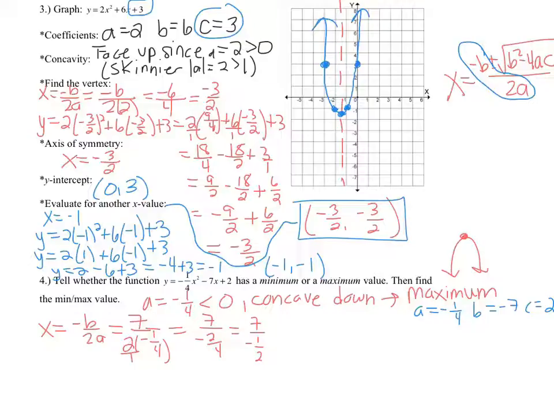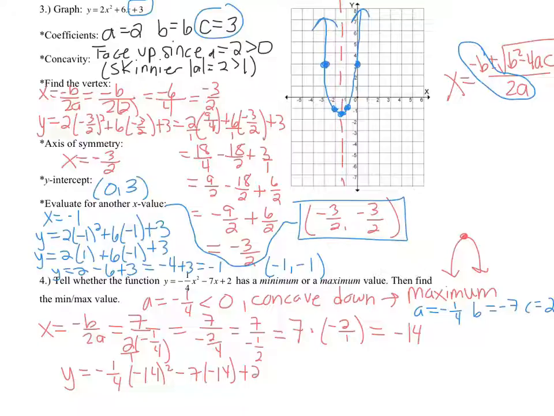Friendly reminder that division by fractions is undefined. We never divide by fractions. Instead, we multiply by the reciprocal. So the reciprocal of -1/2 is -2 over 1, or -2, which means our x-coordinate of our vertex is -14, because they're asking us to find the maximum value. Well, the maximum value is going to be the y-coordinate of the vertex, but I need this x value to know what to plug in to find the y-coordinate. So now that I have it, I plug it into the equation. So -1/4 times -14 squared minus 7 times -14 plus 2.